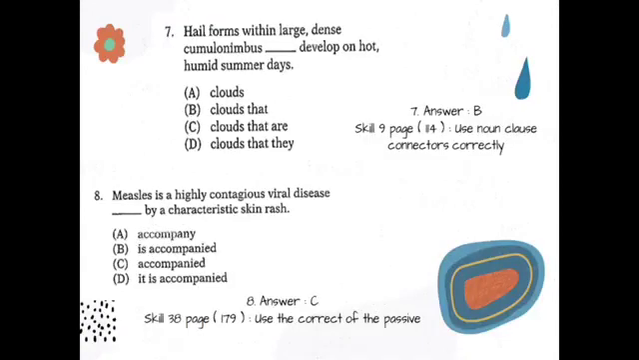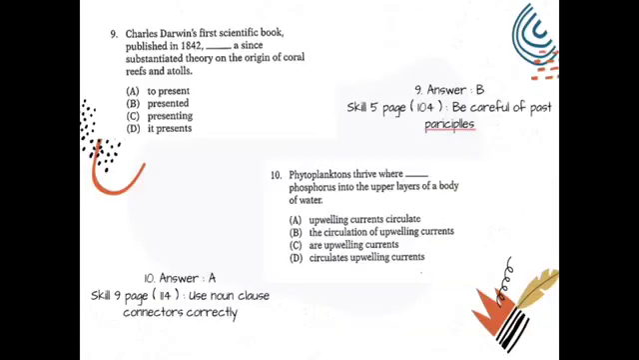The answer is B. Using skill 9, use noun clause connectors correctly, because the noun clause is followed by a noun, and the noun clause is a subject. The answer is C. Using skill 38, use the correct form of the passive, because it is followed by verb 3 in the passive verb. The answer is B. Using skill 5, be careful of past participle, because a past participle can be either an adjective or a part of a verb. The answer is A. Using skill 9, use noun clause connectors correctly, because the noun clause is followed by a noun, and the noun clause is a subject.